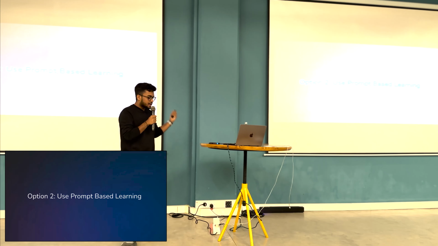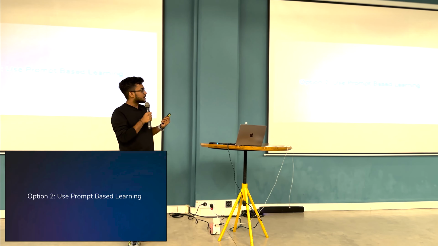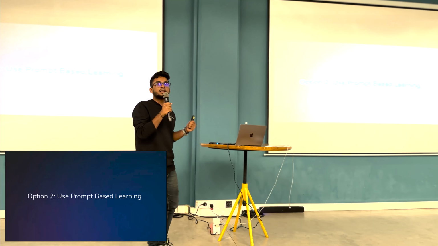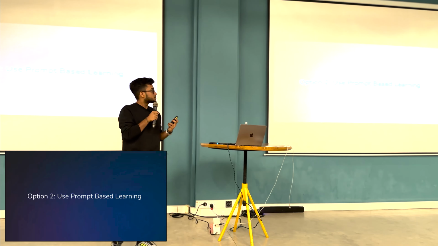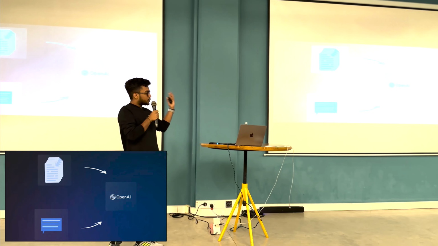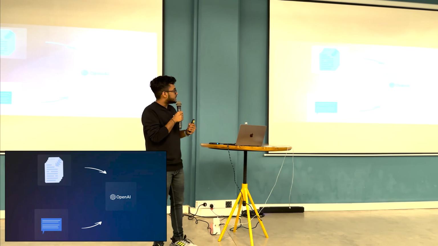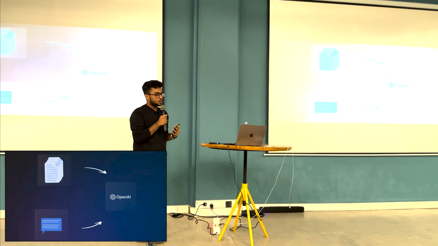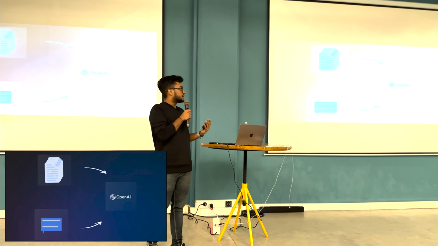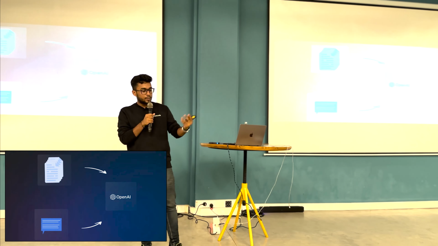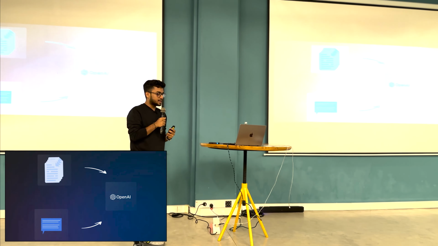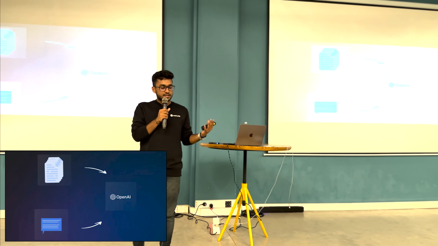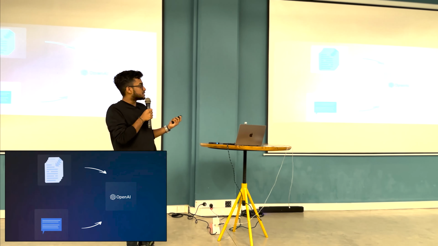So we are down to a second option, which is using prompt-based learning. Now this is the in-context learning strategy we saw early on. So what do we have to do here? We have to take the question, the documents, and we have to combine it together and pass it to OpenAI models, so that given the context, the GPT 3.5 series models will be able to answer the questions.